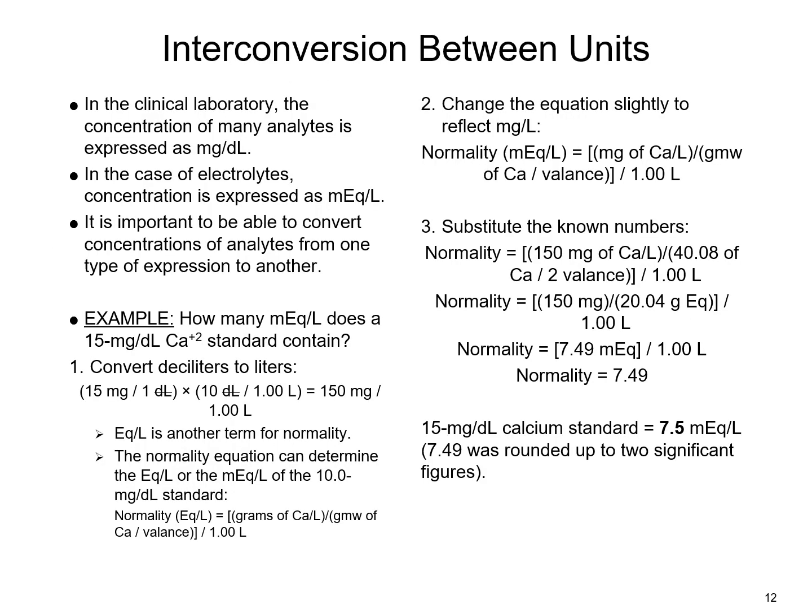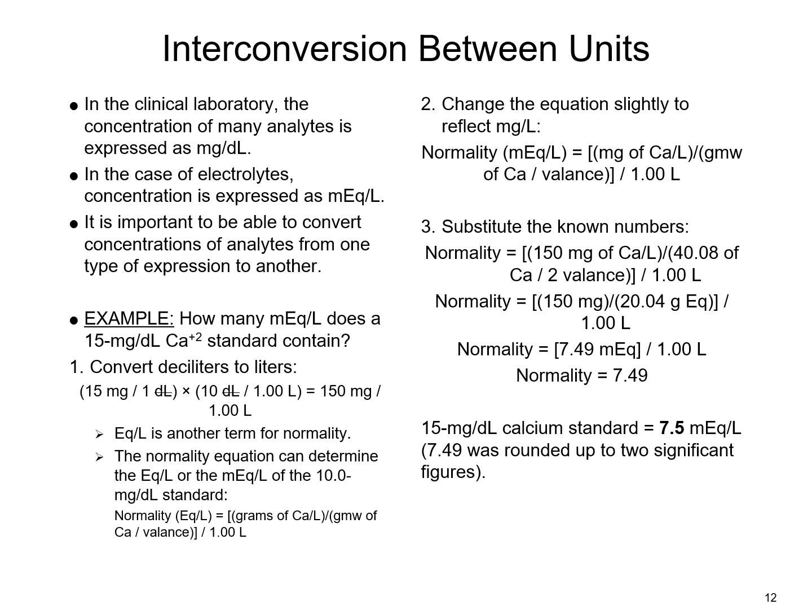So in the clinical laboratory, the concentration of many of our analytes are actually expressed as milligrams per deciliter, or in cases of electrolytes, it could be milliequivalents per liter. So it's very important that we're able to convert various concentrations of analytes from one type of expression to another. So here we have an example where we want to determine how many milliequivalents per liter a 15 milligram per deciliter calcium ion standard actually contains.